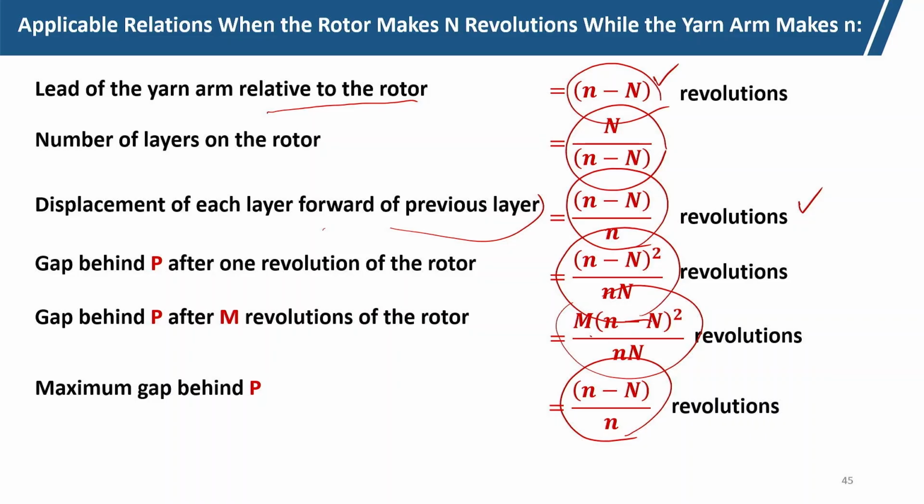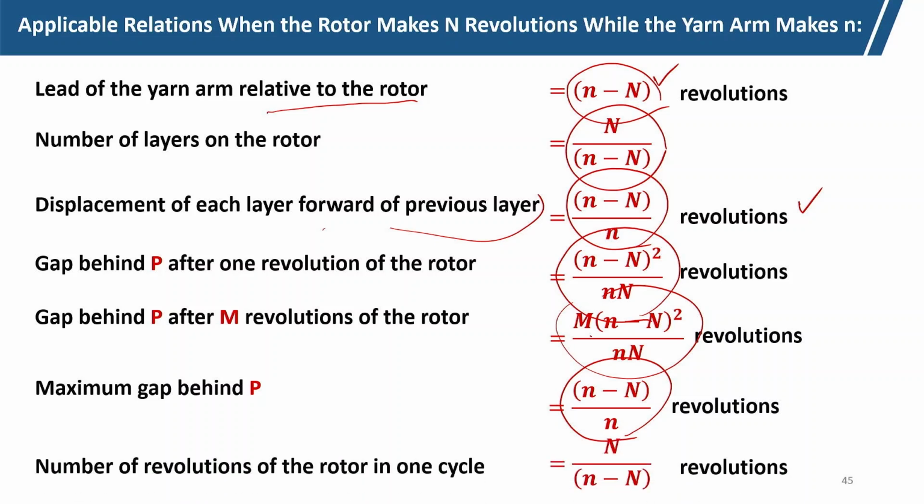So, these are the generalized forms for the fiber aggregation, the different gaps, and the number of revolutions of the rotor in one cycle, that is N by N minus n, the number of revolutions made in one cycle.